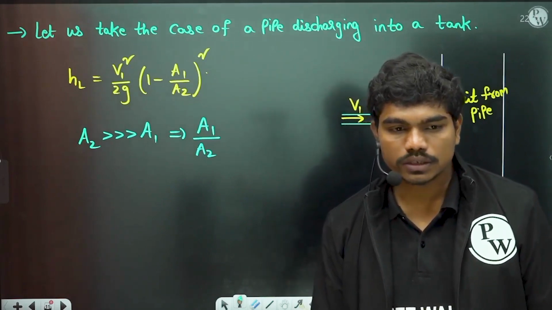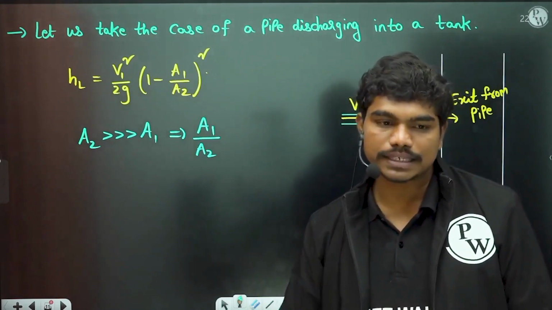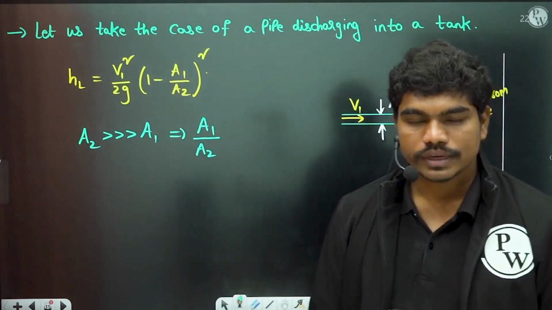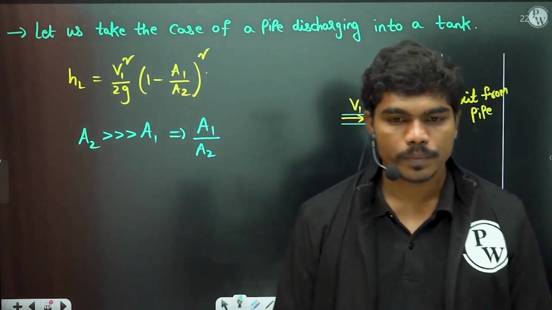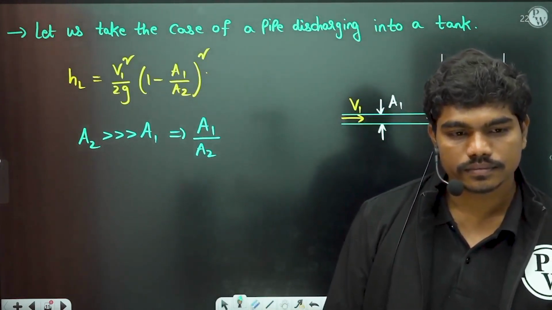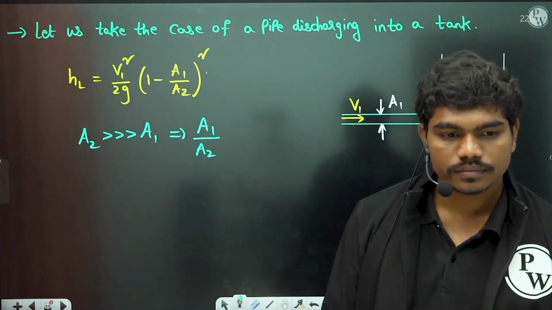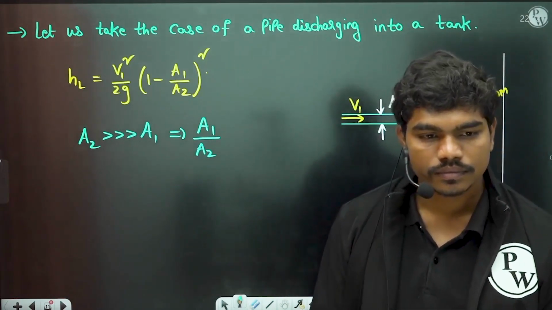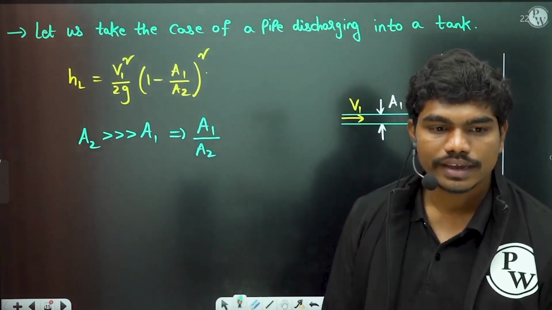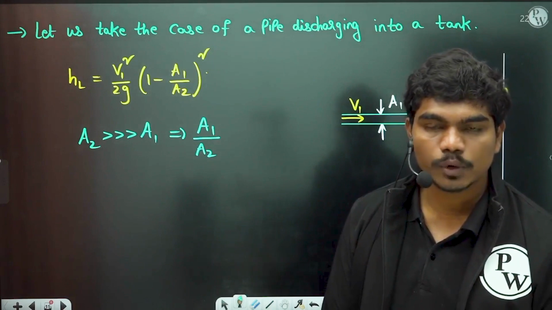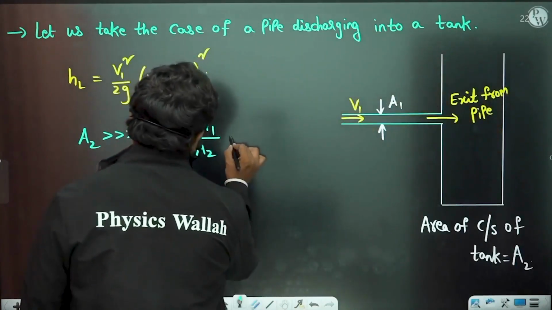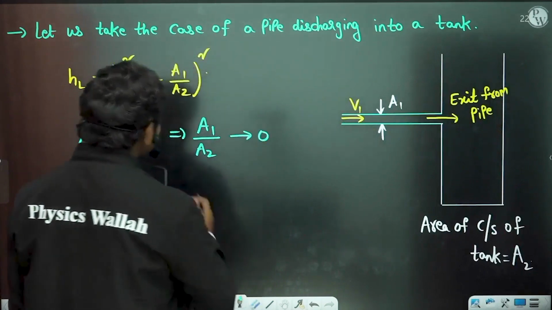So type in the chat box, what is the value of A1 by A2? So basically if A2 is very large, then A1 by A2 tends to near to which value? So please type in the chat box. A1 by A2 tends to which value? A2 is very large quantity. Okay, 0. Correct. Obviously it tends to 0 because this value is very large.